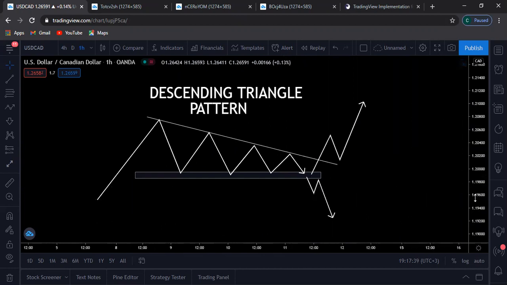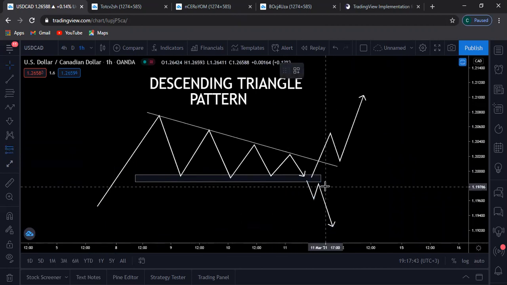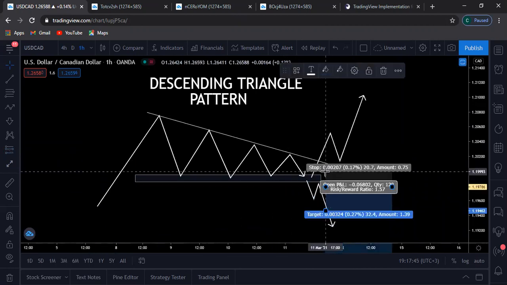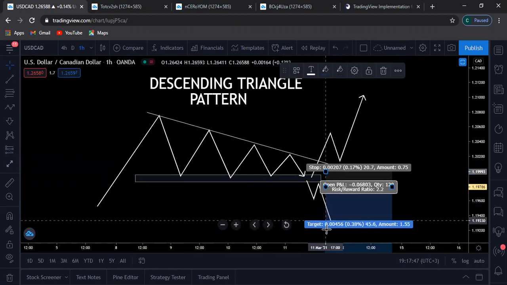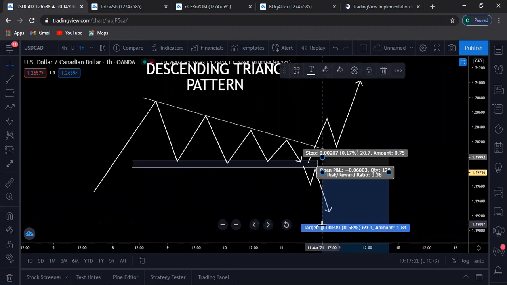These trades actually provide very nice risk to reward ratios and can be very reliable. They provide risk to reward ratios anywhere from 1:1 to 1:4, 1:3 to 1:4. That's why I love them.